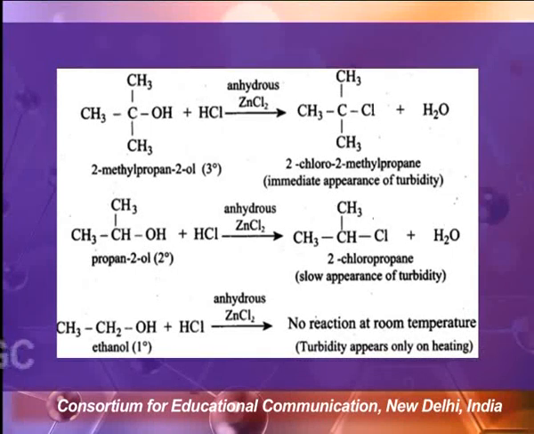Here some examples are also given: 2-methylpropan-2-ol, a tertiary alcohol, then secondary propan-2-ol, then ethanol, right? In case of tertiary alcohol, you will see immediate appearance of turbidity. And what will be the name of the compound? You can see 2-chloro-2-methylpropane. If slow appearance of turbidity, the alcohol will be secondary in nature, right? If no reaction at room temperature, turbidity appears only on heating. So this is how you can distinguish whether the alcohol is primary, secondary or tertiary.